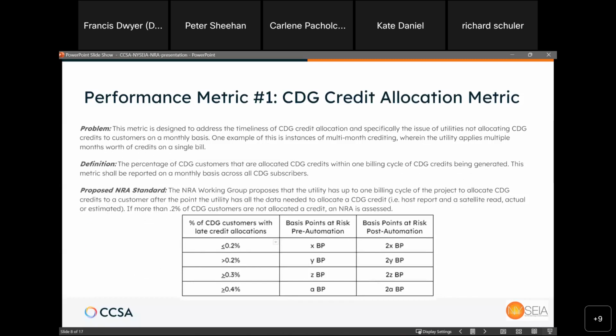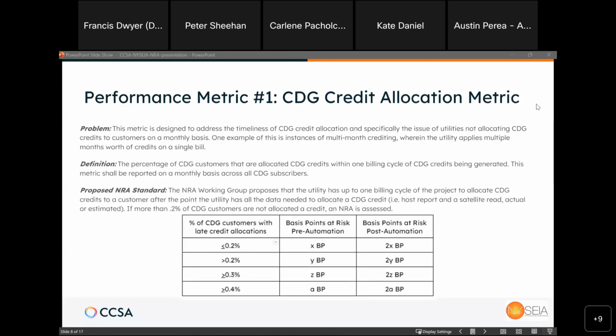Great, and thanks for that introduction, Kate. By way of introduction for everyone else, my name is Austin Prea with Arcadia Power. We are the largest subscription manager of community solar projects in the US and as well as New York. And as Kate mentioned, I wanted to dive more into the specific performance metrics that the working group has come up with.